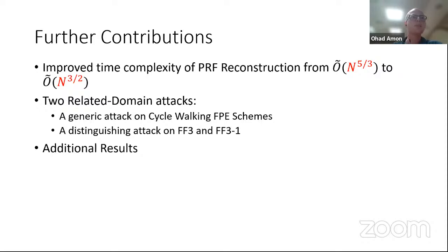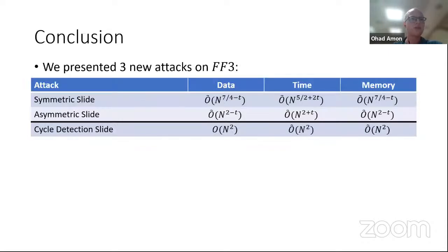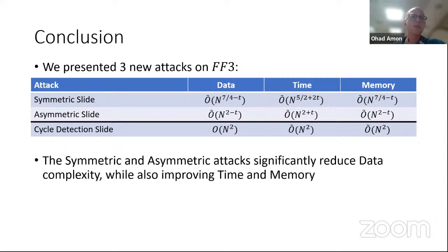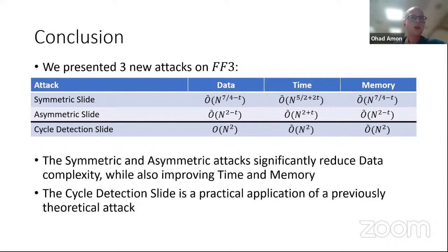So to conclude, we presented these 3 new attacks on FF3, where the first 2 significantly reduce the data complexity while also improving the time and memory beyond what was known earlier. And the cycle detection slide is a practical application of an attack previously thought to be theoretical. Any questions?